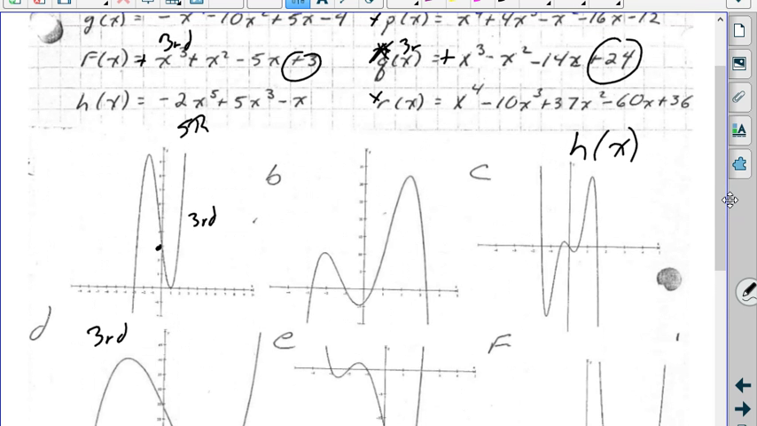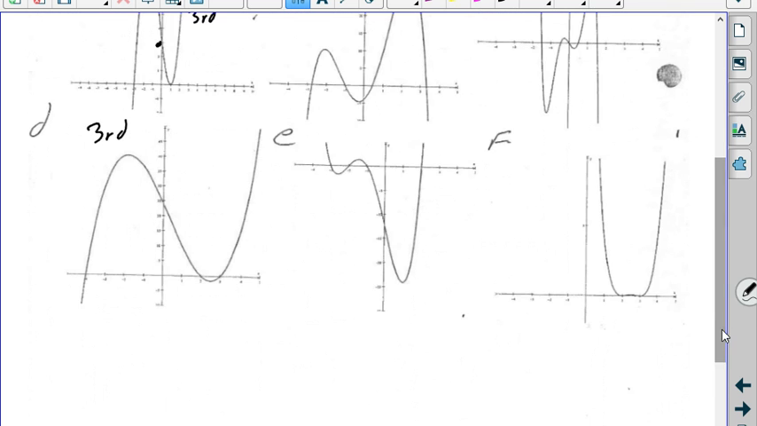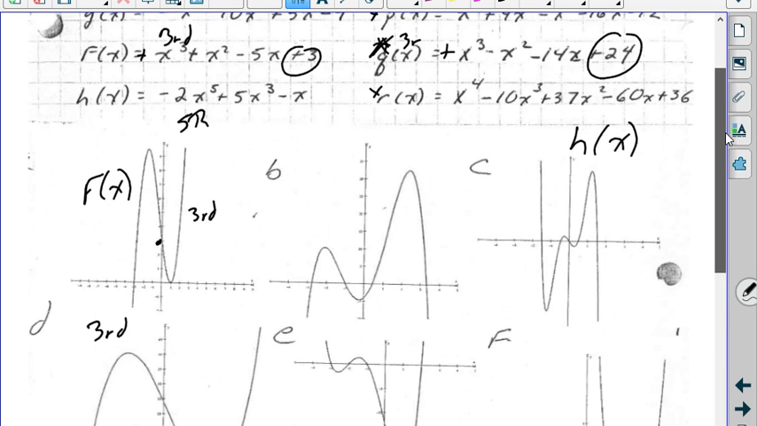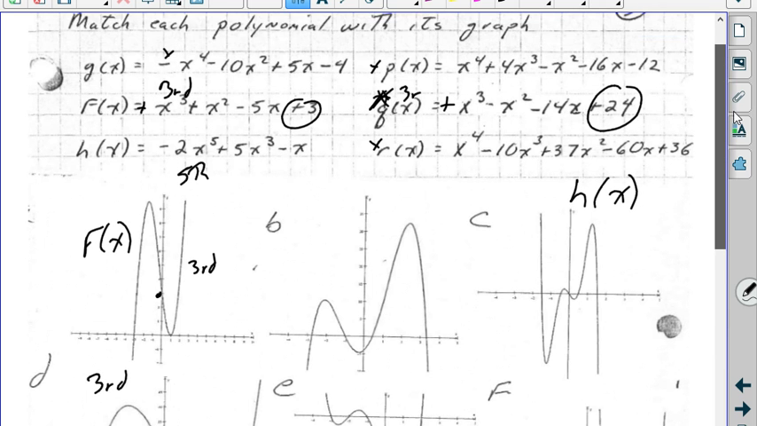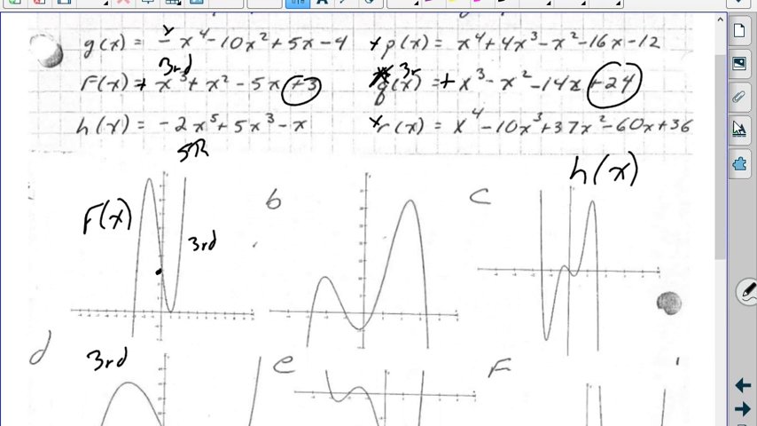So this one here is f of x, because it's a third degree function with a y-intercept of 3. This is, what do I call it? Q of x, because it's a third degree function with a y-intercept of 24. That leaves us our fourth degree functions.